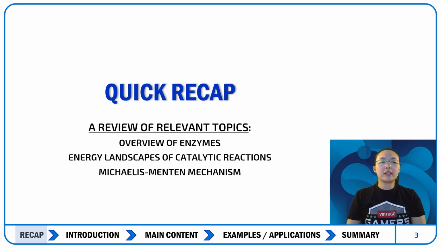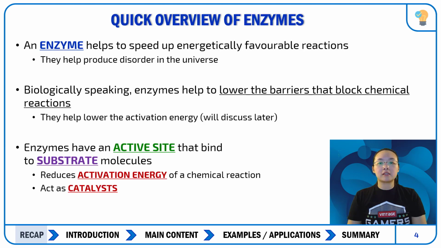So let's go through a quick recap first, just going to go through the key points from the previous topic. First we learned what an enzyme was. It's basically a protein that helps to speed up energetically favorable reactions, and they help to produce disorder in the universe. So enzymes are all going to have an active site that binds to substrate molecules, and that action is going to reduce the activation energy of a chemical reaction, and therefore it's going to catalyze that reaction and make it speed up.